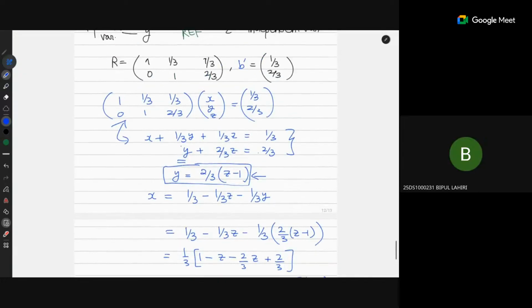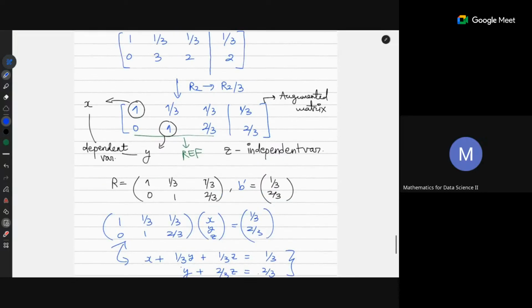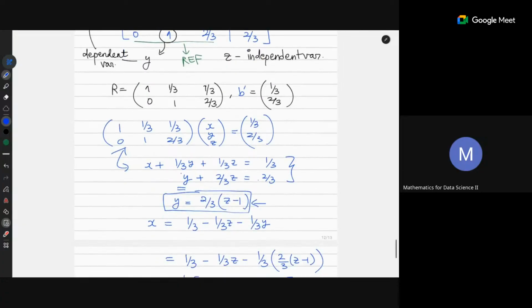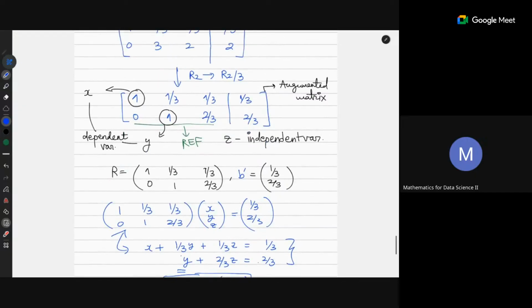Now you can further do one more thing. Because we have converted till REF form, that's why we stop at REF, and we need to rewrite X in terms of Y and then Y in terms of Z. But instead of stopping at REF form, we can go one step further. We can go to RREF form, and we can make this entry 0. So let's start with this point.